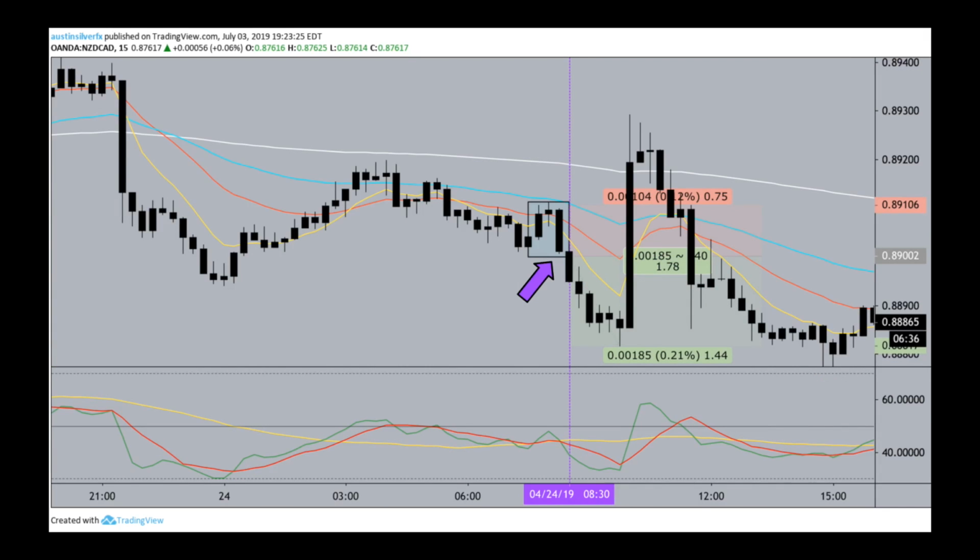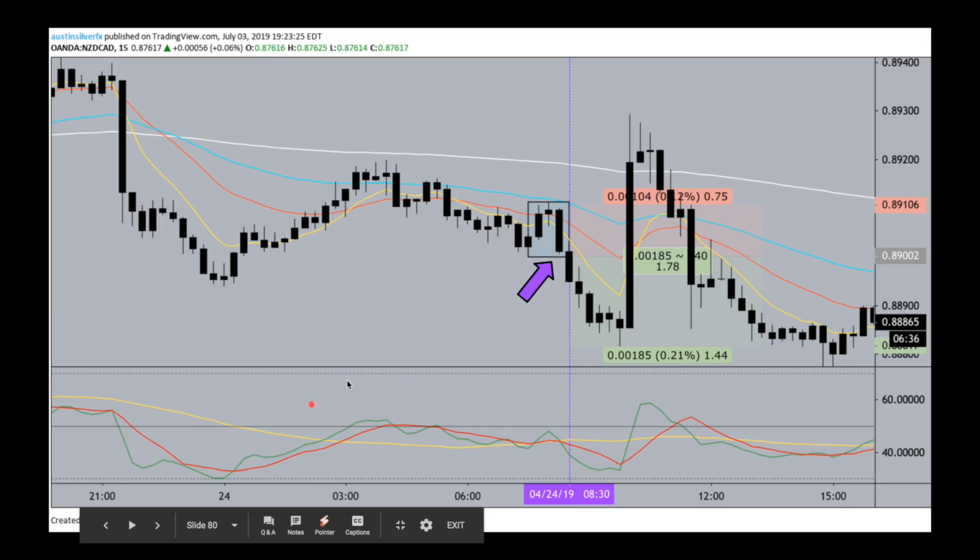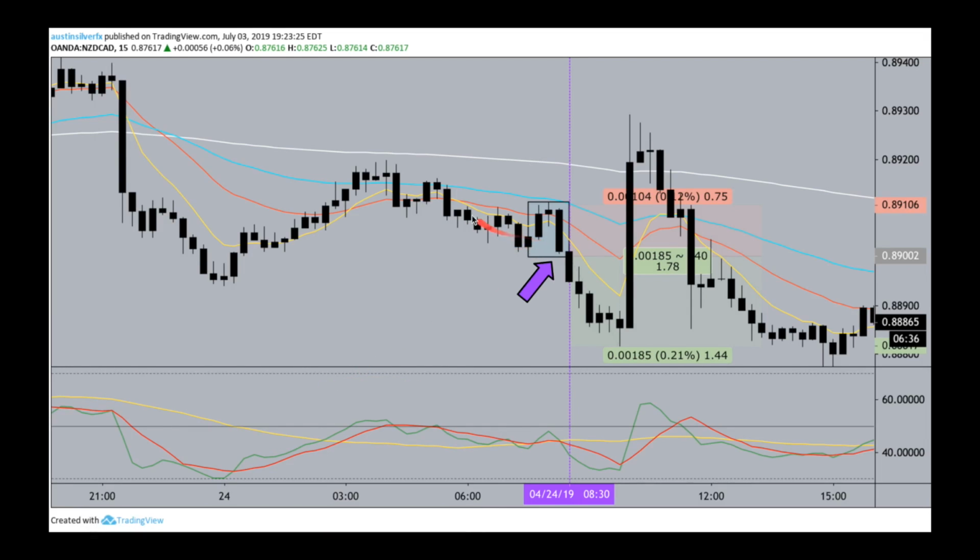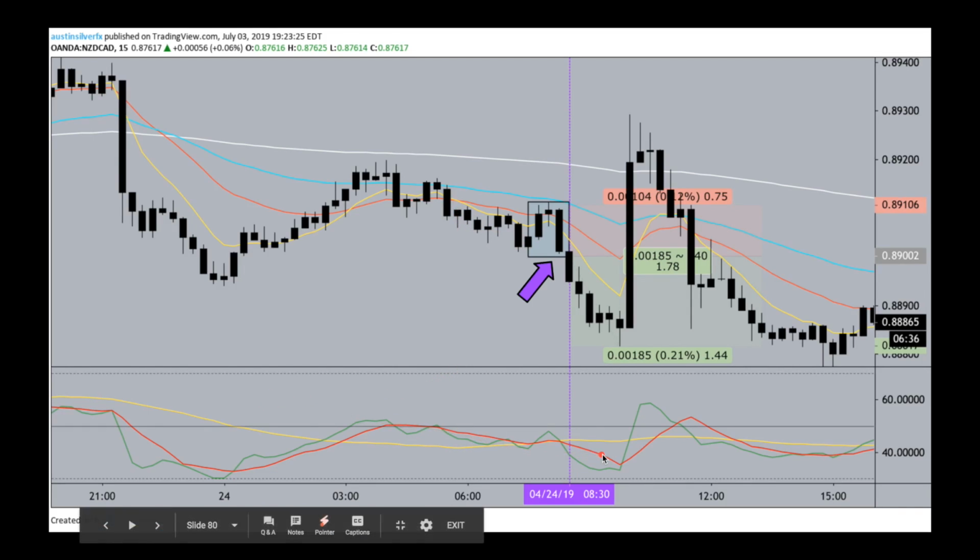Here, we're looking at NZD CAD again. This is another swapping liquid 50 trade. Here, this is a 3-candle reversal that breaks previous consolidation after a shift candle down with the liquid 50 in the sell zone.